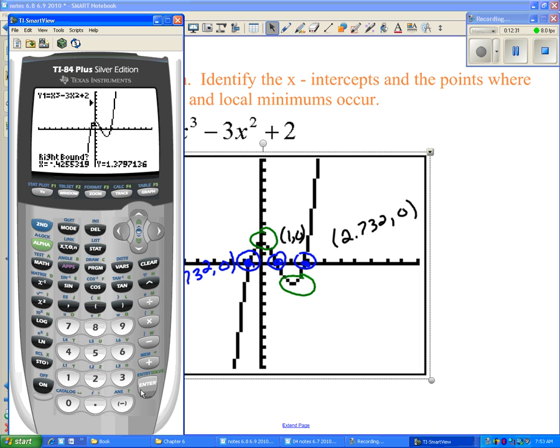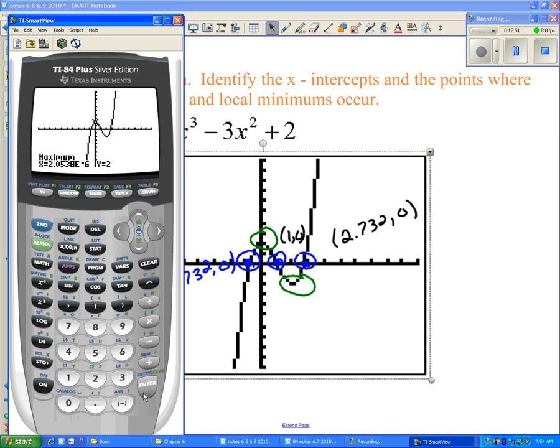Right bound, see how it gave me that little arrow right there? It tells me, okay, this is where your left bound is. I'm going to arrow over to the right and hit enter. And so you're telling it, hey, there's a maximum between these 2 arrows. I'm going to put the cursor in the middle someplace and hit enter.